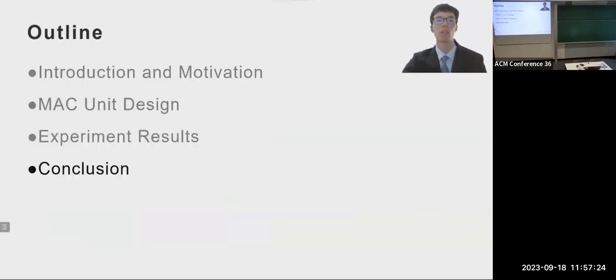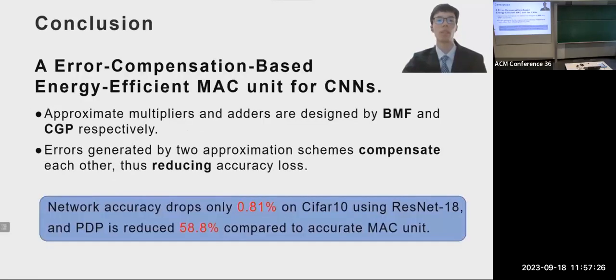The last part is conclusion. In this work, we propose a MAC unit for CNN based on mutual error compensation of approximate multipliers and adders, thus making a trade-off between hardware overhead and network accuracy.